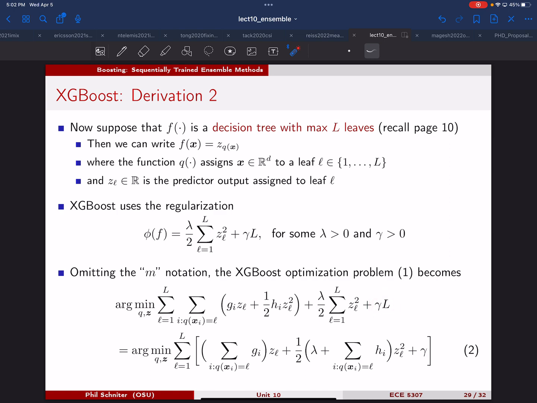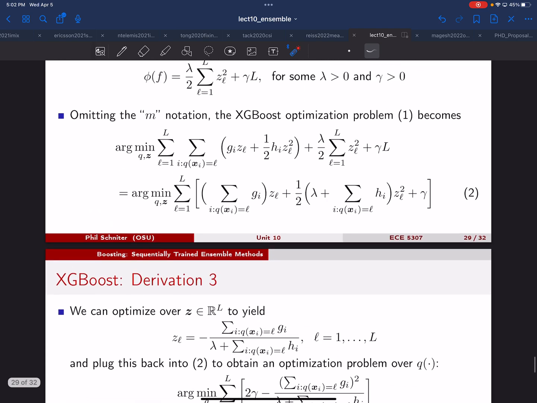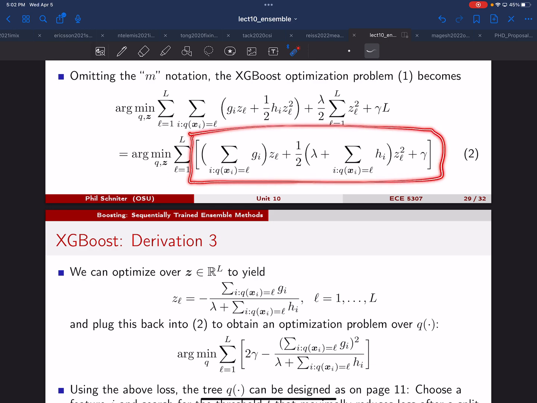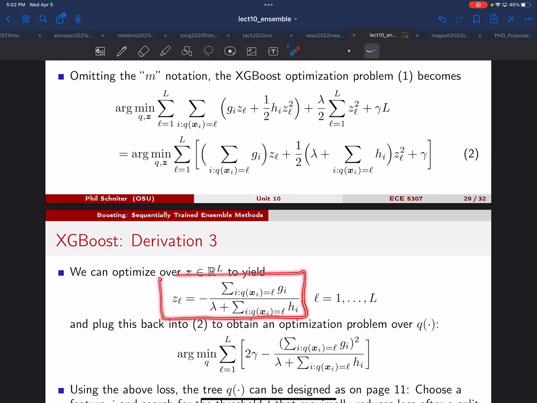Okay, so this is our new objective, and now you can see we've partitioned it into a cost for each leaf. This is the cost for the L-th leaf. And what we can do is optimize over each ZL. So if I'm optimizing over Z1, that means I can just focus on this. I don't have to consider any of the other leaves. And we know how to do this. You just take the gradient of this with respect to Z, set it to 0, solve for Z. And when you do that, you get this nice expression here.